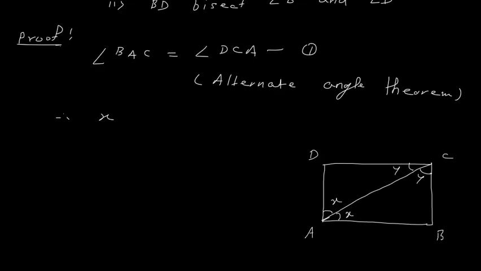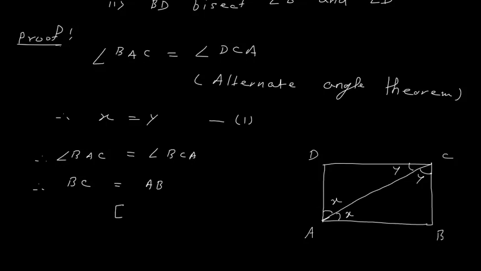So therefore we have X is equal to Y. So as X will become Y, we have angle BAC will become equal to angle BCA. Now they are opposite angles in triangle ABC, therefore their opposite sides will be equal. So therefore opposite sides, that is side BC, will be equal to side BA or AB. Reason is the converse of the isosceles triangle theorem.